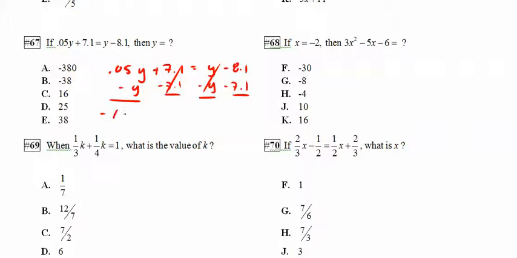This will get me negative 1.05. No, it won't. It'll get me negative 0.95y, negative 15.2. Divide and I get y equals 16.